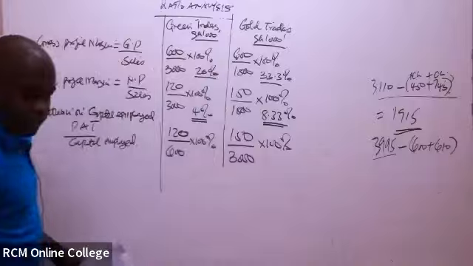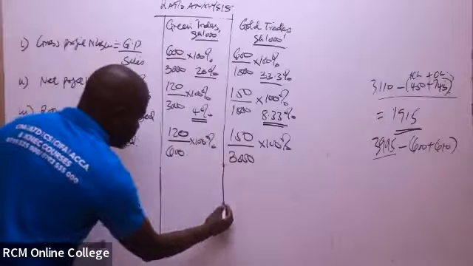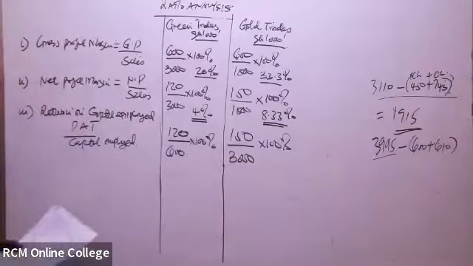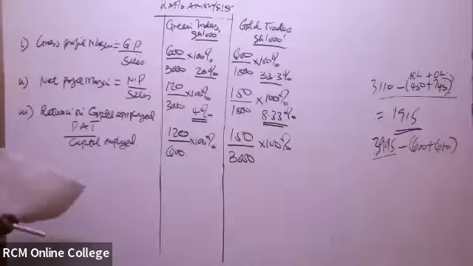So the first one, what is the ROCE for the first one? 120 over 600. I think that is 20%. Is it 20%? Yes, 20%.